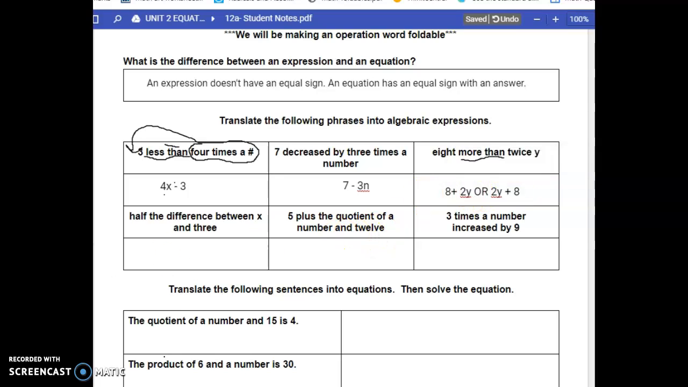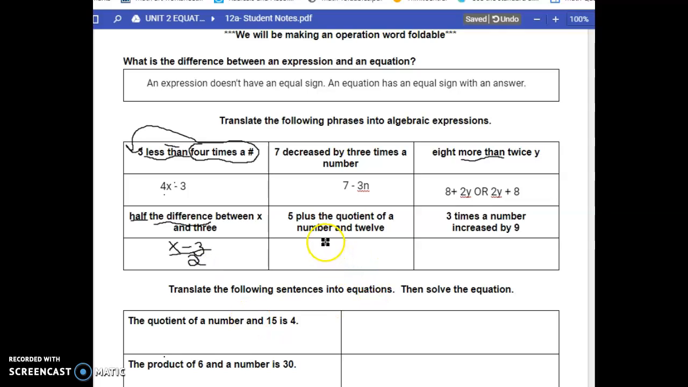For this next one, it gets to be just a little bit tricky because it is saying half. Half is another special word for dividing by 2, and it says half the difference. This is what I want half of. And what is difference made up of? It's x and 3. So I'm going to have x minus 3 as my difference, and I want half of that. So I'm going to divide everything in there by 2.